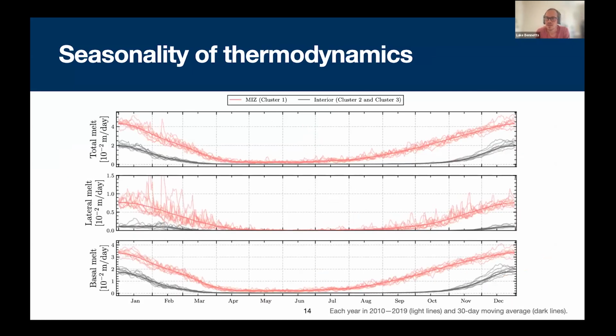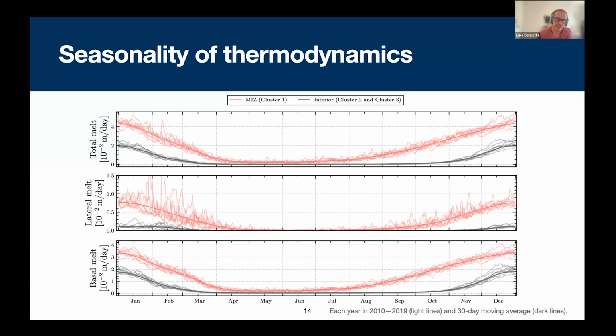And now we're just going to get into a little more detail about the dynamics and the thermodynamics and the drivers of those differences between the marginal ice zone and the interior ice cover, starting with the melt rates. So at the top here, we have the total melt rates. The thin lines that you can see are the data that come from each individual year, and then we have some moving average, the solid line that goes between them. So that's basically what we saw on the previous slide. Now we've divided into the lateral melt in the middle here and the basal melt at the bottom.